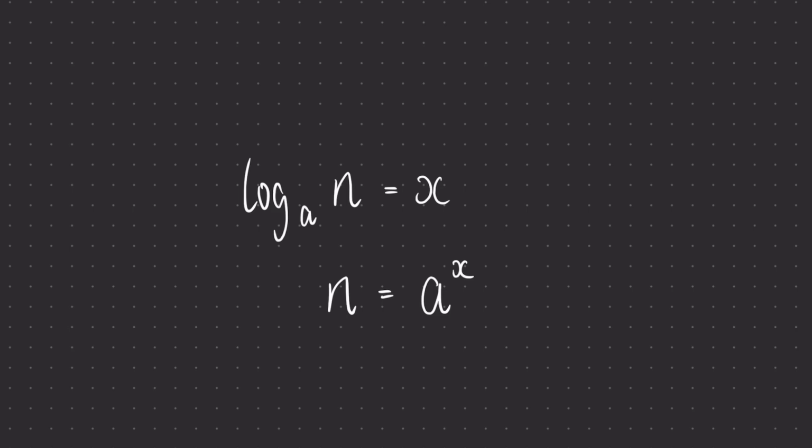Let's express this in a general case. Log to the base of a constant a of another number n is equal to x. This means that n is equal to a to the power of x. It's important to note that the base of a logarithm cannot be 1.